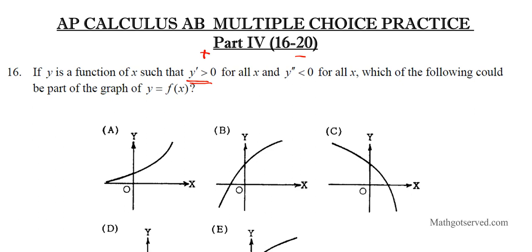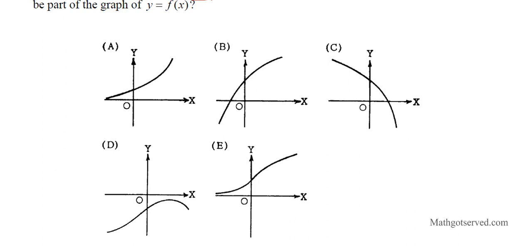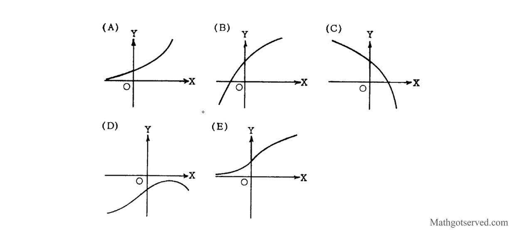In this problem, we're going to be using the first and second derivative tests in collaboration with each other, and then we should be able to use that to identify which of these graphs fits the criteria. So for the first derivative, when y prime is greater than 0 or positive, what does that mean? It basically means that the graph of the function y is going to be increasing on that interval. It's going to be increasing.